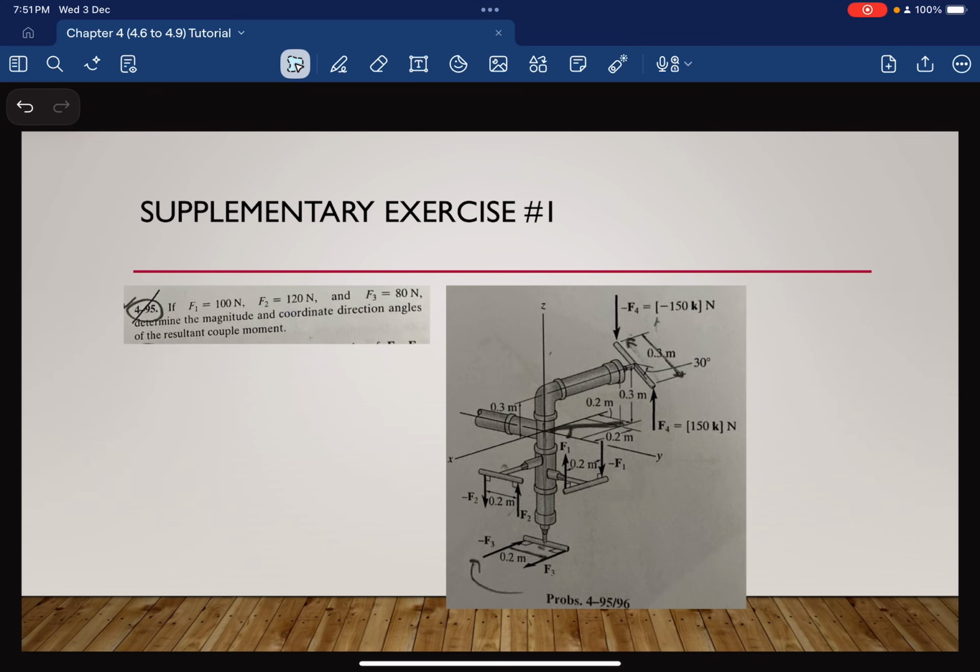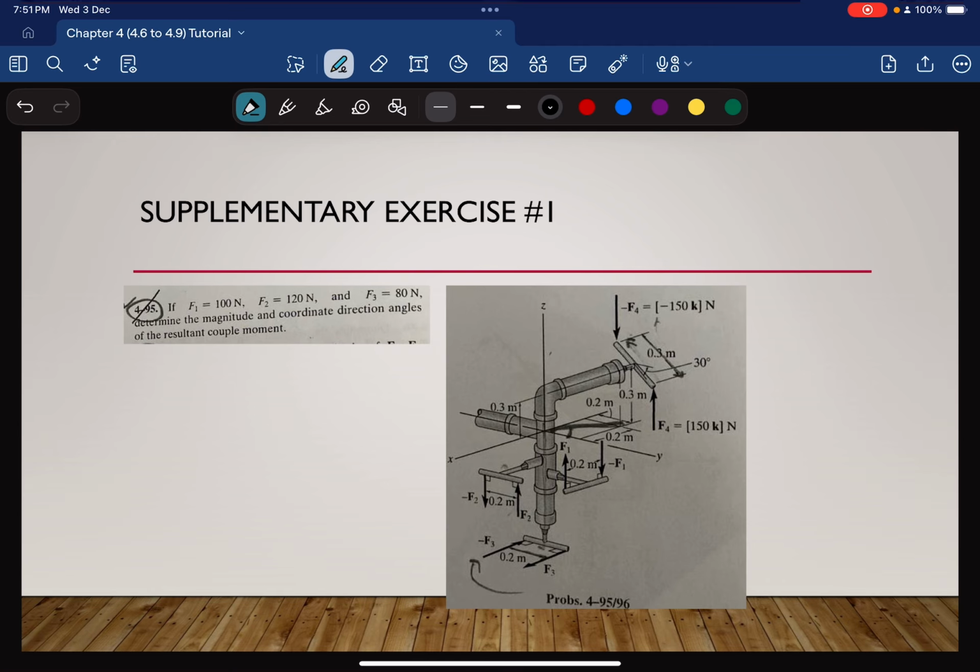Okay, assalamualaikum guys. So this is actually an ad hoc tutorial for those that will be having their quiz tomorrow on couple moments. Alright. So this is for a three-dimensional case, right? And we're wondering how we can tackle such a problem here.